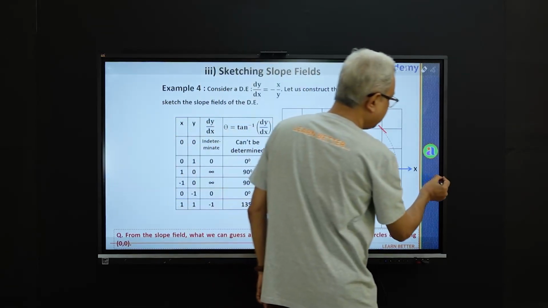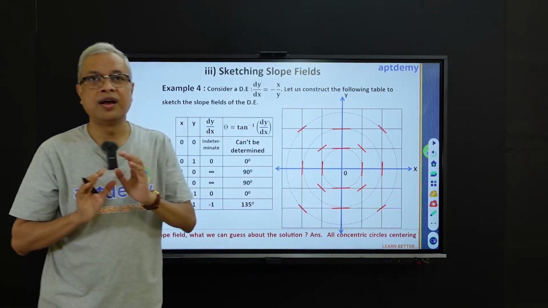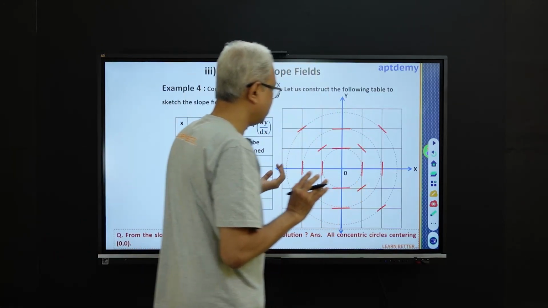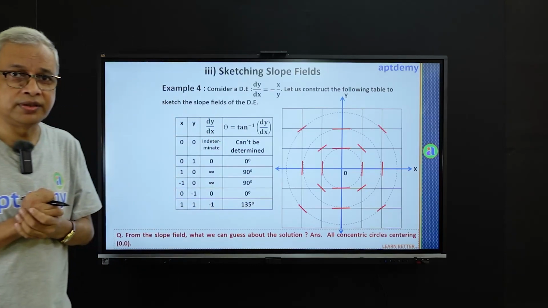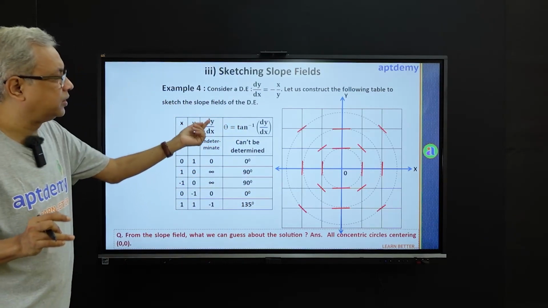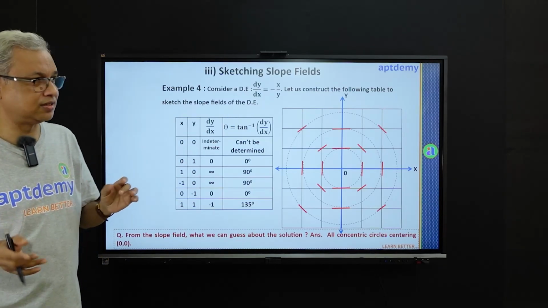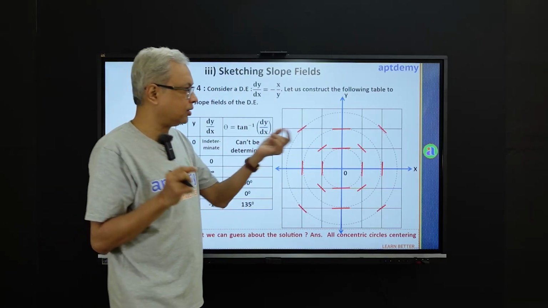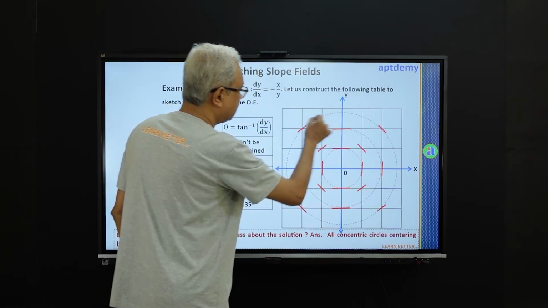When the differential equation is given, it is a first order differential equation. That means there are no terms other than dy/dx. Higher order derivatives are not involved. Only dy/dx is involved in the differential equation. So if you plug in different values of x and y in the given differential equation, you can compute the value of dy/dx at those points and then calculate theta. That means how much angle the tangent at that point makes with the positive x-axis, and draw small line segments maintaining the angle. Okay, and then you can get the slope fields.